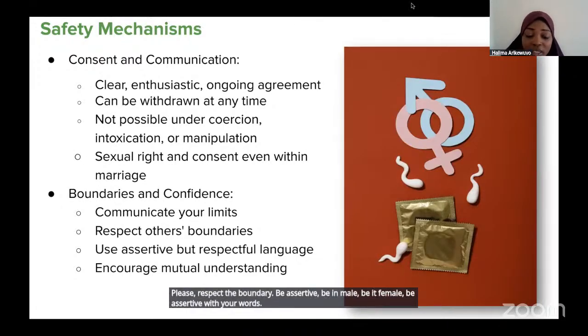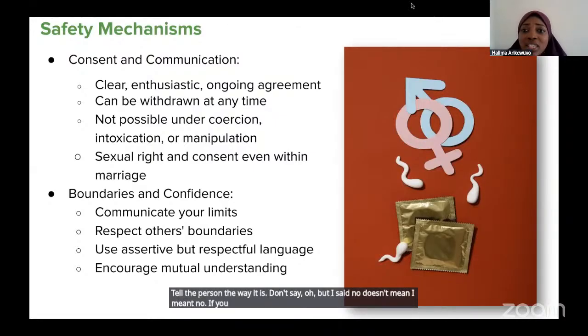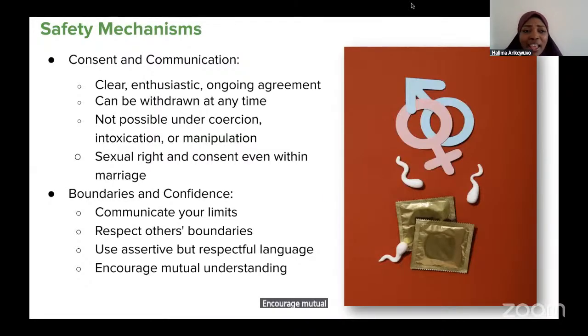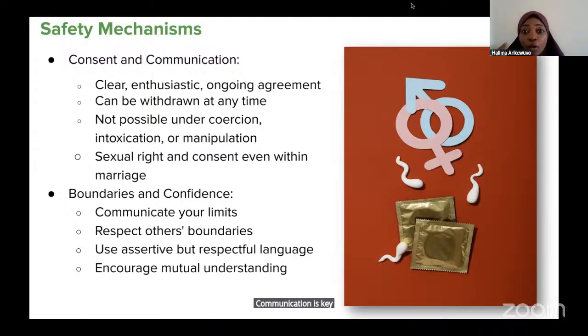Tell the person the way it is. Don't say, oh, but I said no doesn't mean I meant no. If you mean no, you say no. If you mean yes, you say yes. Please encourage mutual understanding, encourage conversation, learn to have that discussion. Don't just say, oh, but my silence, you should understand. No, communication is key and it's an ongoing thing.